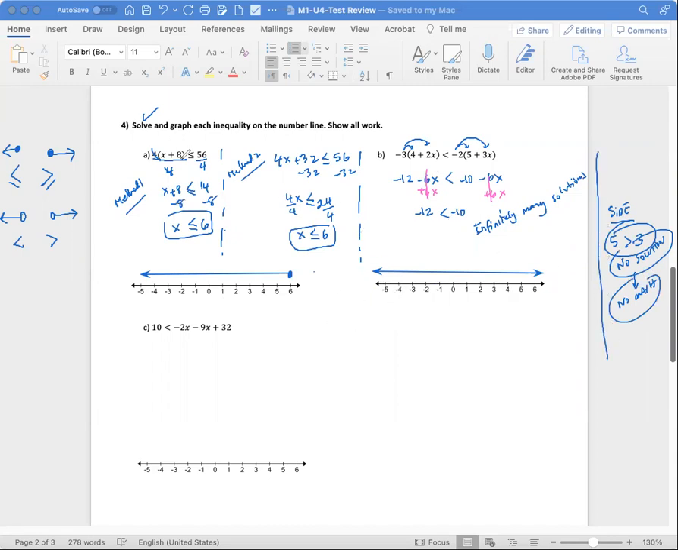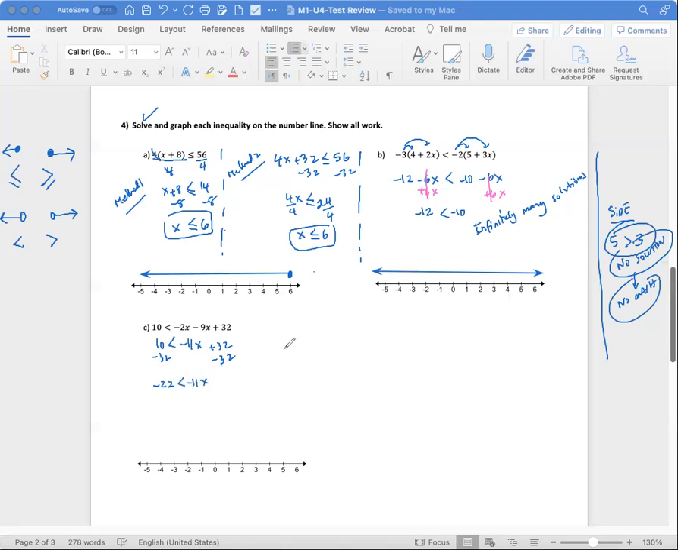Now, part C, we're solving for 10 is less than negative 2x minus 9x plus 32. First thing I see like terms, negative 2x minus 9x, and this is going to become 10 is less than negative 11x. Just be careful, they're both negative. They become more negative when you add them. So 10 is less than negative 11x plus 32, subtract 32, subtract 32. 10 minus 32 is negative 22, is less than negative 11x.